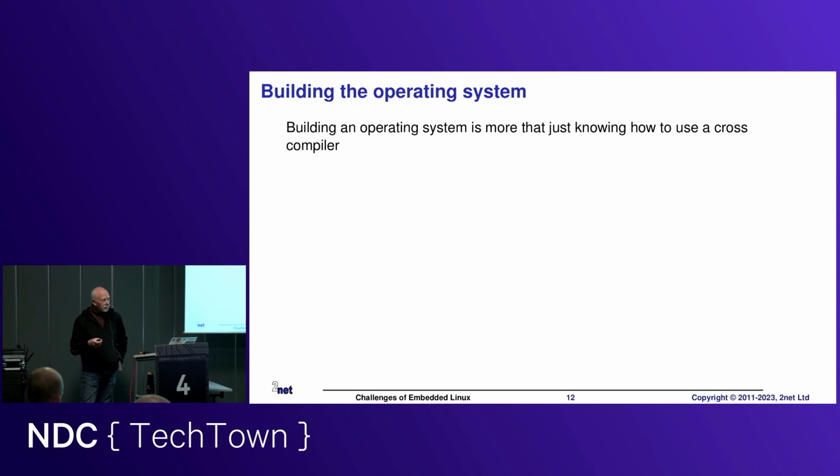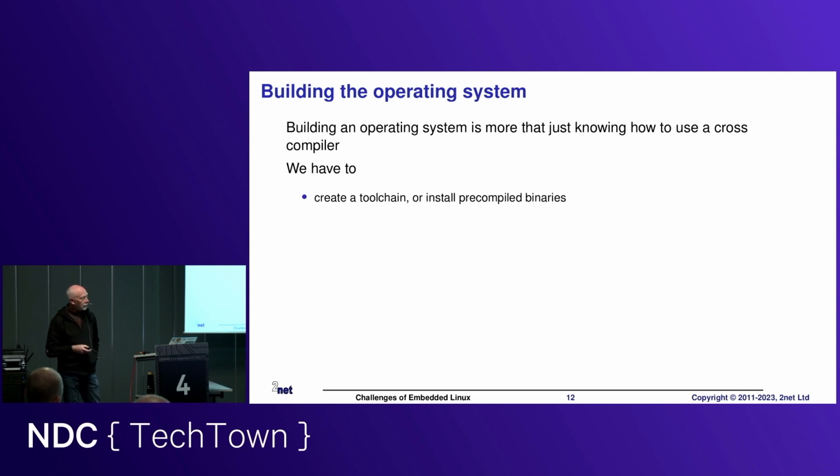So building the operating system for the target device is more than just compiling the odd program here and there. So how do we build an operating system? Well, to start off with, we need a toolchain. Until you've got a compiler, you can't really do anything.